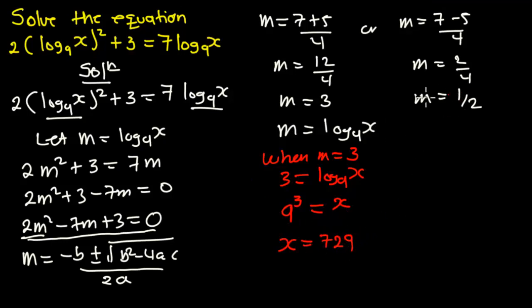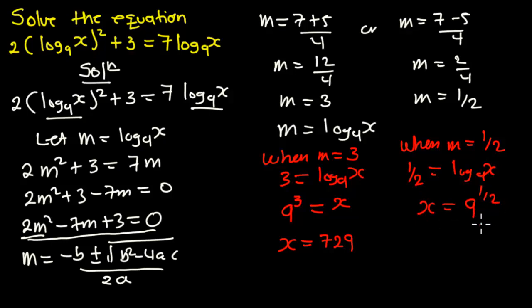Now let us consider when m is equal to half. When m is equal to half, what are we getting for x? So we are going to have half is equal to log of x base 9. And so from here, we are going to have x equal to 9 to the power half. Now you can rewrite this as x is equal to the square root of 9, and so x will be equal to 3. And so these are the two values of x that will satisfy this equation.